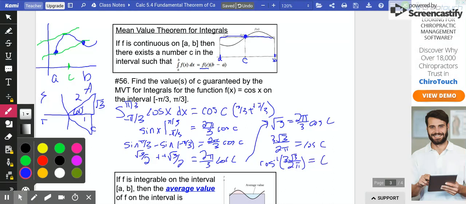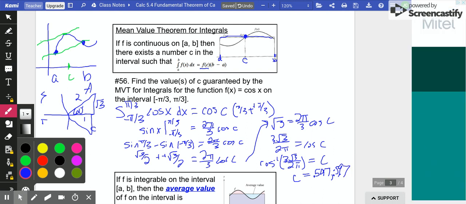That's going to give us our value of c, which turns out to be 0.597, is what the calculator says. But I think we need the negative one as well, because the calculator is only going to give us the positive one, and there's going to be a negative one as well. So negative 0.597, because we can be in both quadrants there.